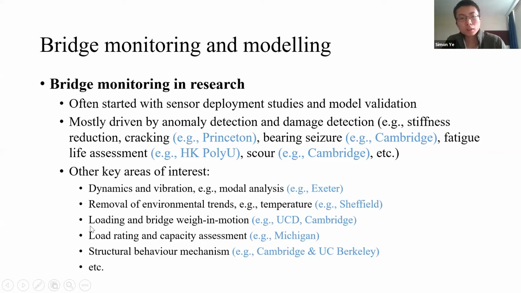And the other thing we are interested in is the real loading on that bridge. So that's kind of the real demand side. And if you have the real demand, then you are also interested in the real supply, which in this case is how much load can be carried by the bridge. So that is load rating and capacity assessment. And also some researchers have been looking at the fundamental engineering physics of the bridge structures, which I call structural behavior mechanism. So that's a very general overview of bridge monitoring in research.